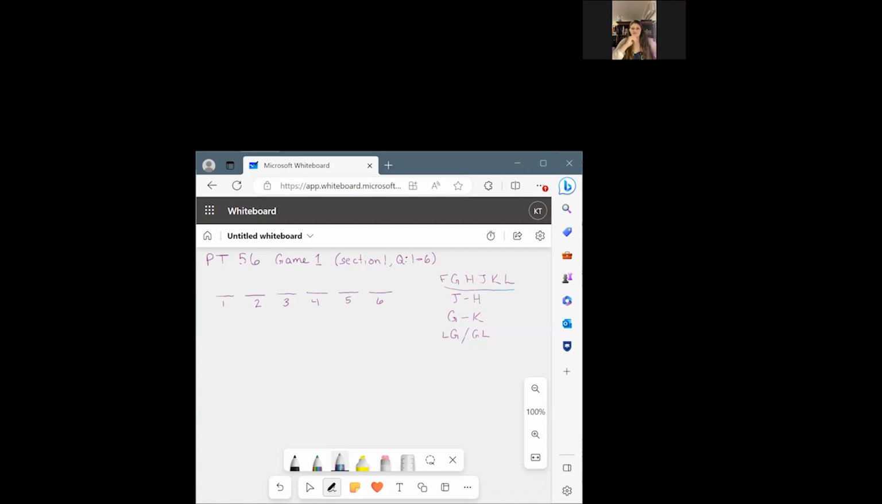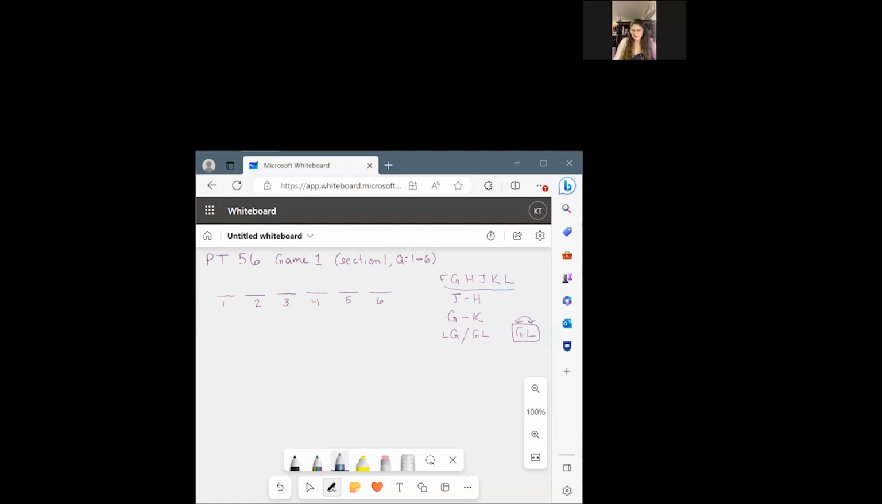Does anyone have a different way they would diagram it? I would diagram it as G and L together in a box, with arrows going in both directions. Exactly, perfect. So that's another way that we can do it, so whatever way makes sense to you.